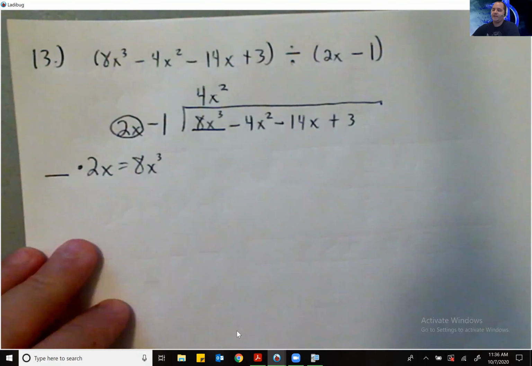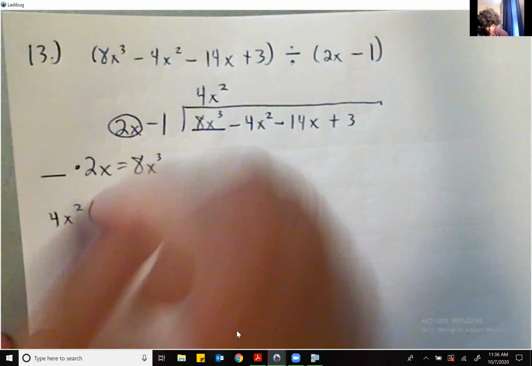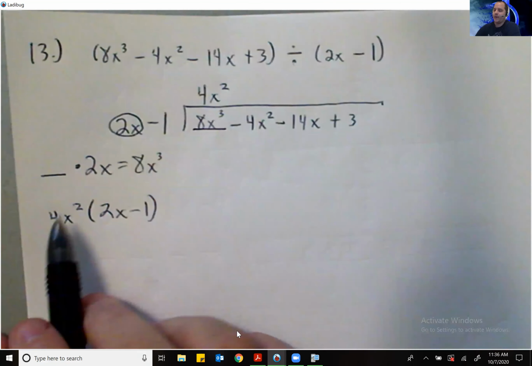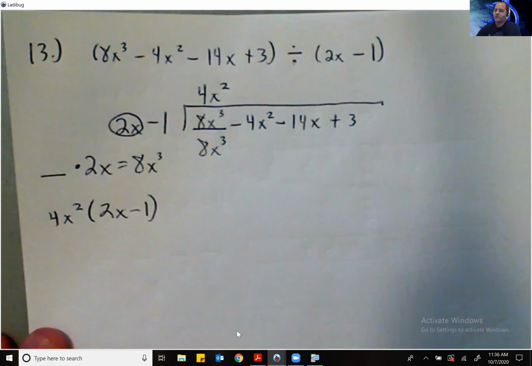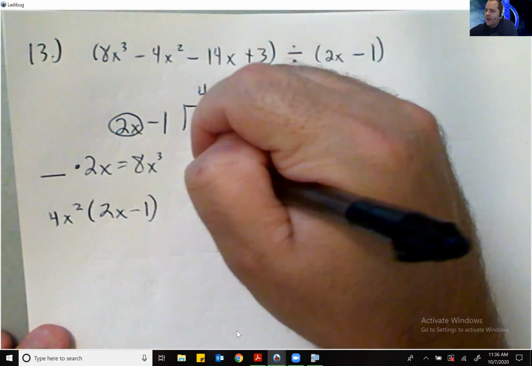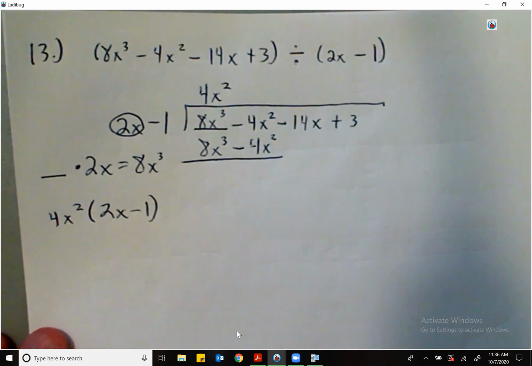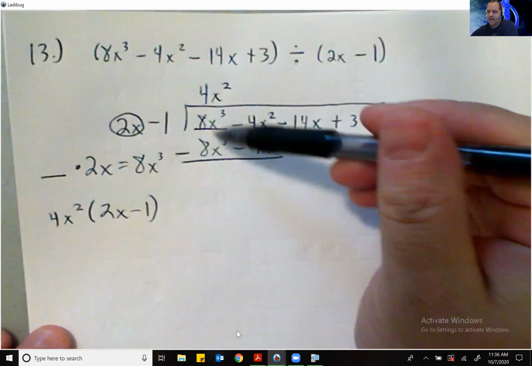All right. So we're going to take this 4x squared, and what are we going to multiply? 2x minus 1. All right. So 4x squared times 2x is 8x cubed. That's no surprise. What is 4x squared times the negative 1? Negative 4x squared. Okay. And so now what are we going to do? Cross out. We're going to subtract down. So you already know these two will cancel out.